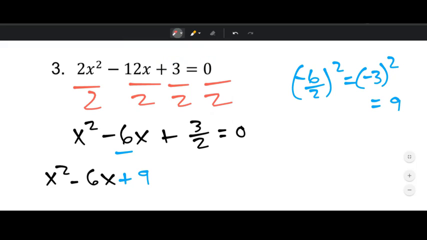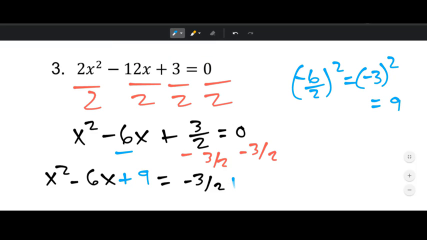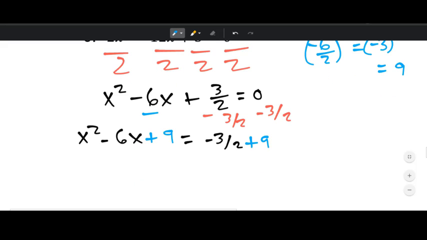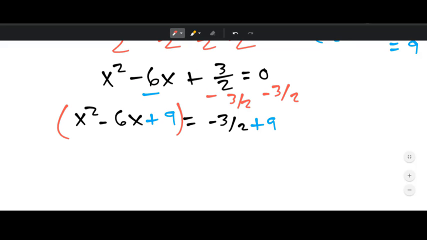Now at the same time, I'm going to go ahead and move over this plus 3/2 to the other side of my equal sign and then add my missing piece to the other side as well. So we have that this equals negative 3/2, and then plus 9. Okay, so the left side of our equal sign is our perfect square trinomial. So this factors really nicely. This factors as x minus 3 quantity squared.